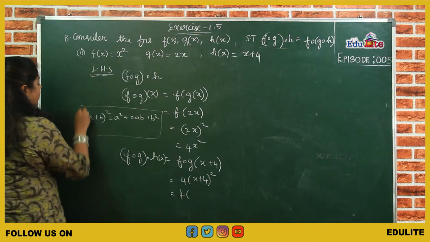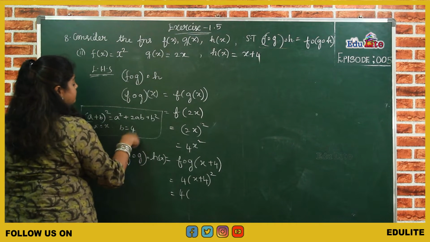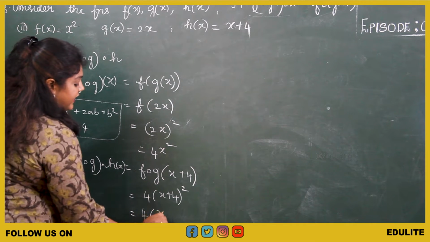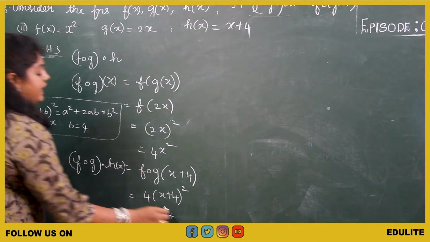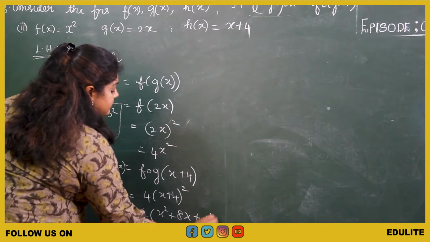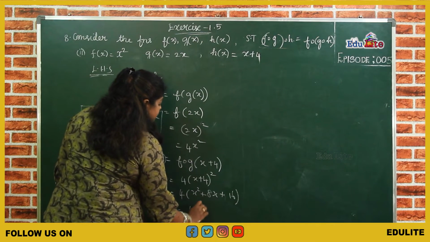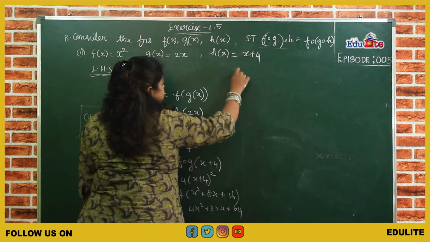Now the value of a is x and the value of b is 4. So we will get x square plus 2 into a into b, 8x, plus 4 square, 16. 4x squared plus 32x plus 16 into 4, 64.